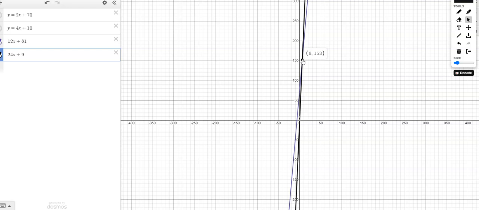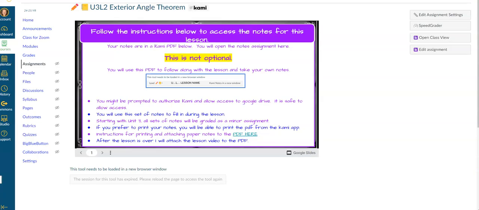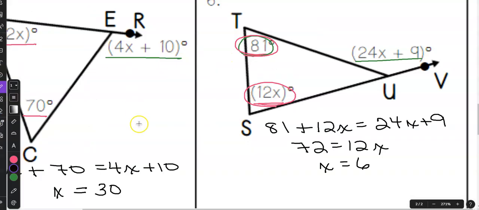Either way you want to do this, it doesn't bother me. That's why I taught you how to graph these.